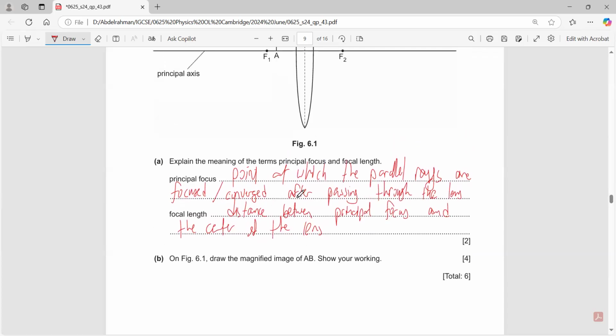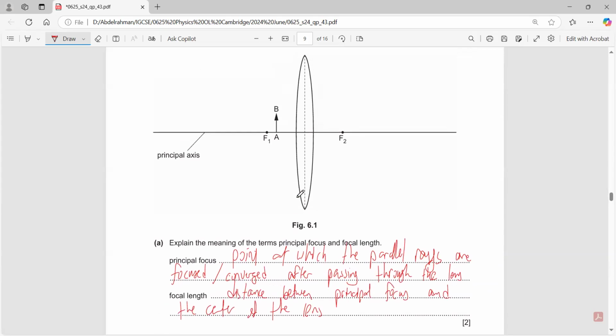On figure 6.1, draw the magnified image of AB. Show your working. How can I draw the magnified image? Basically, you need to draw two lines. First of all, the parallel ray will pass. You have to draw it very carefully using a thin pencil all the way to the lens, and then it will be converged to the principal focus. The second line will pass through the center, and quite obviously they will not meet on the right hand side.